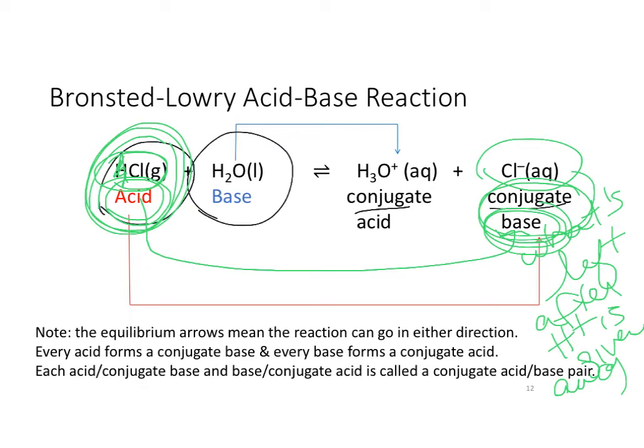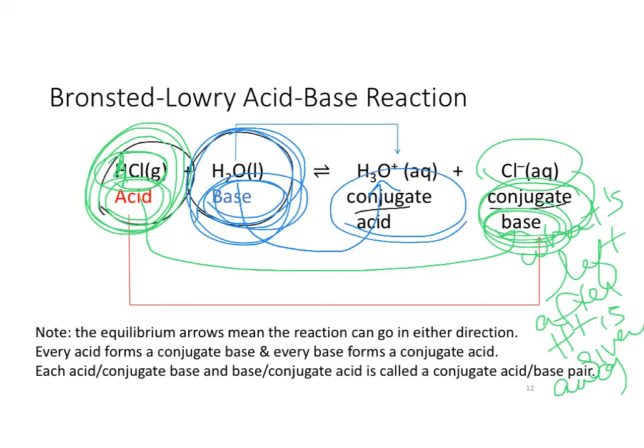All right, so now let's look at the base. Water is serving as the base here because it's accepting the proton from HCl. So what does the base turn into? When water accepts a proton, it becomes H3O+. So what started as a base will end up as a conjugate acid. So again, please practice a bunch of those.